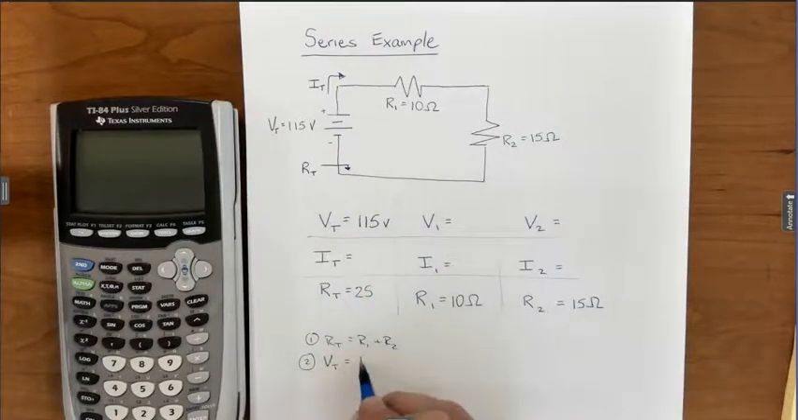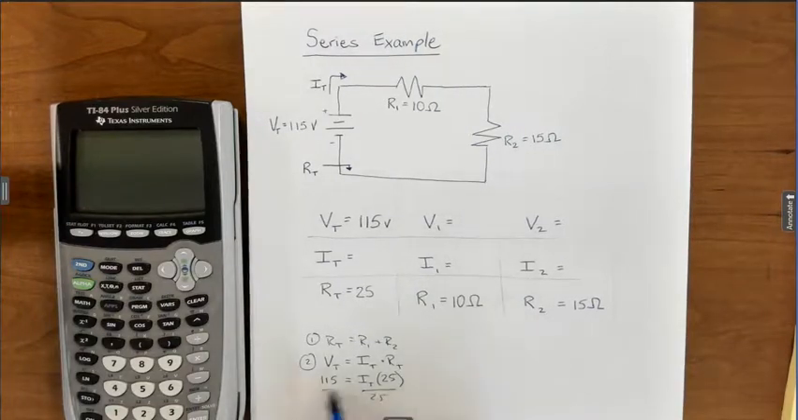The total volts is equal to the total current times the total resistance, and I have 2 out of the 3. So I can plug in the 115 and the 25 ohms, and now I can use this to find the total current. I just divide both sides by 25. What is 115 divided by 25? It is 4.6. So the total current is 4.6 amps.